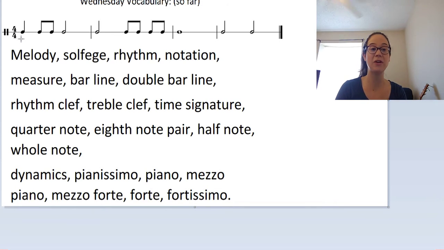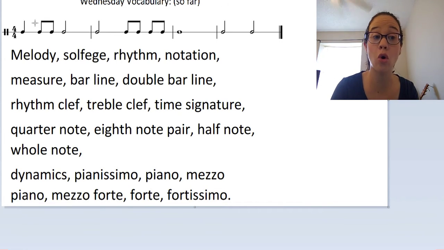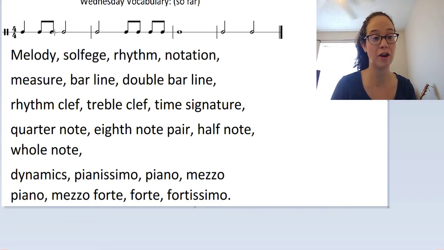And we have our types of notes here. We have our quarter notes, eighth note pairs. The whole thing would be considered our eighth note pair. Half note, and way over here in measure 3, we have our whole note.